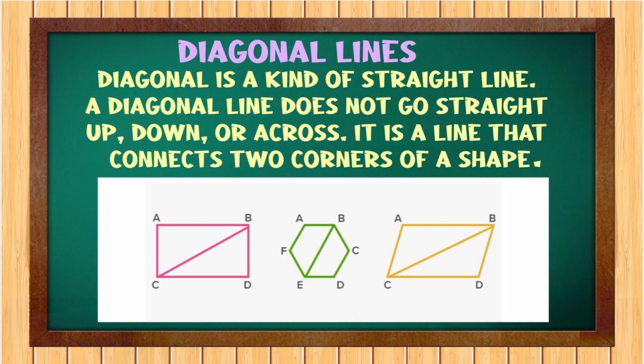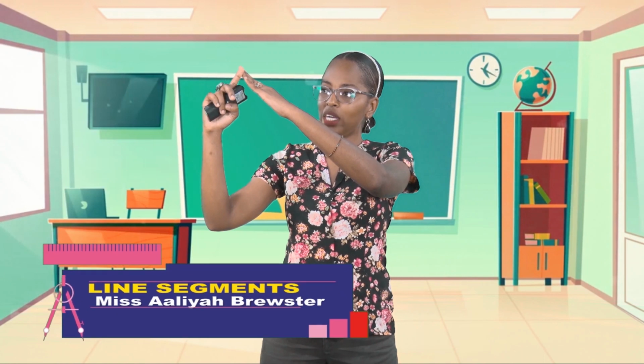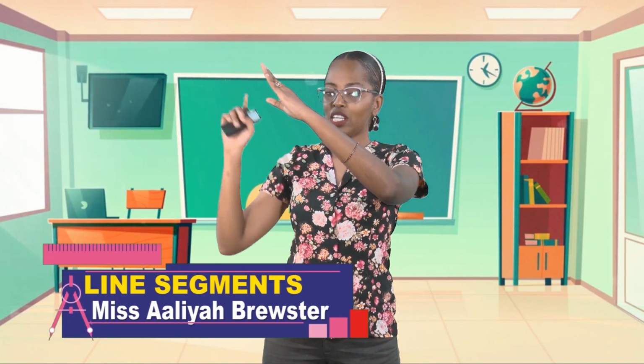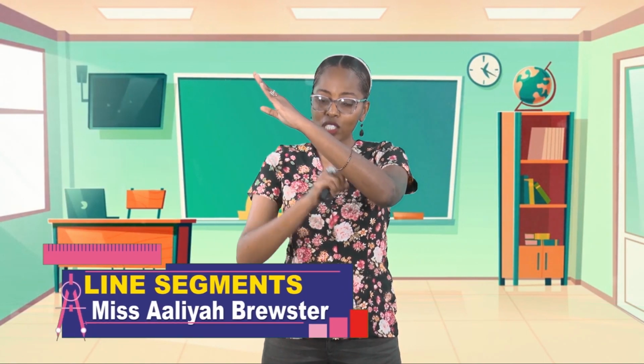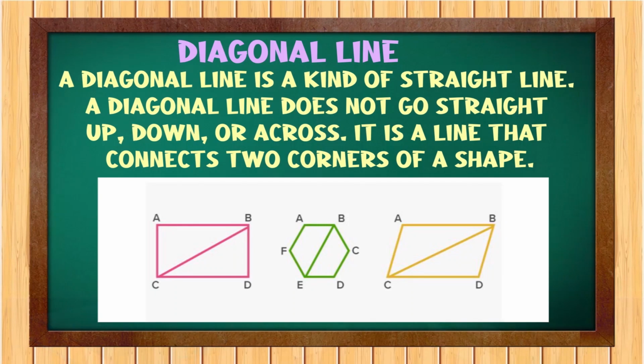example, in a rectangle, a diagonal line would connect point C and point B. It goes like this. So point C would be here and point B would be here. And this line can be described as diagonal because it connects those two points. In the other shape, you have a diagonal line being formed when we connect point E and point B. While in a trapezium, a diagonal line would connect point C and point B.